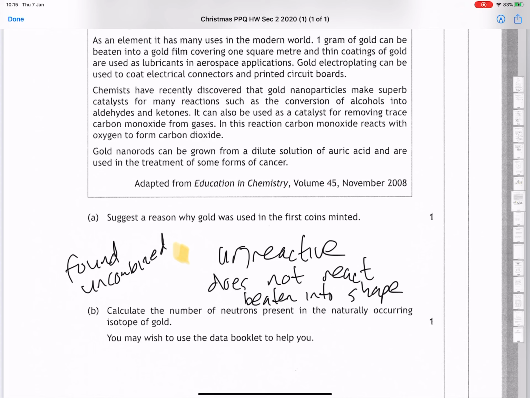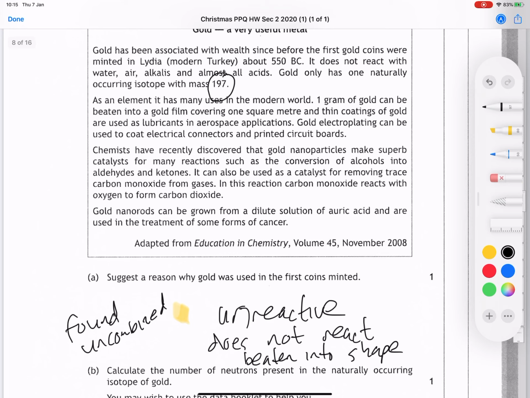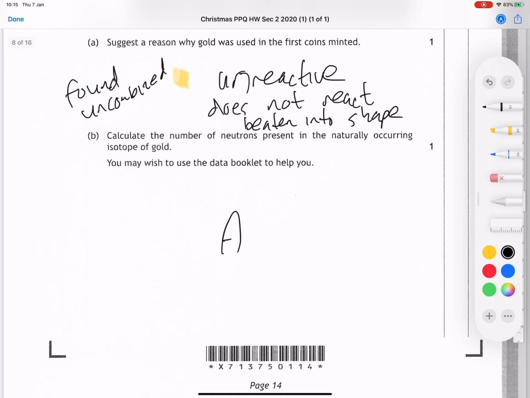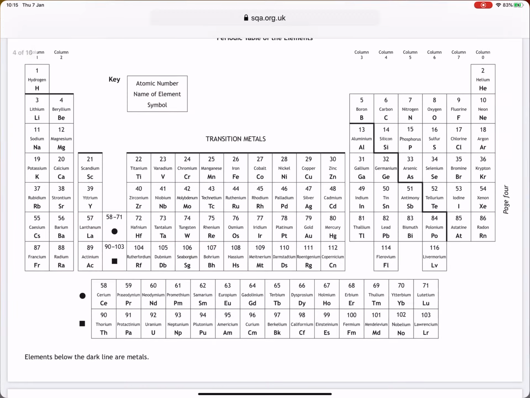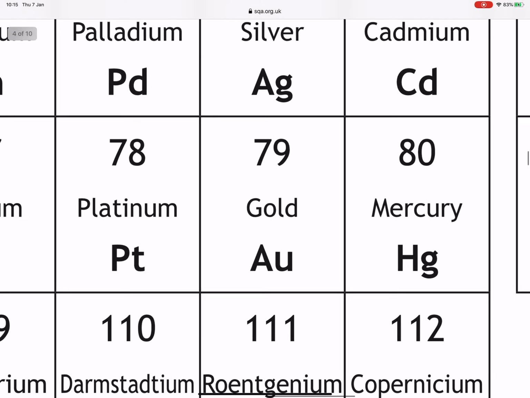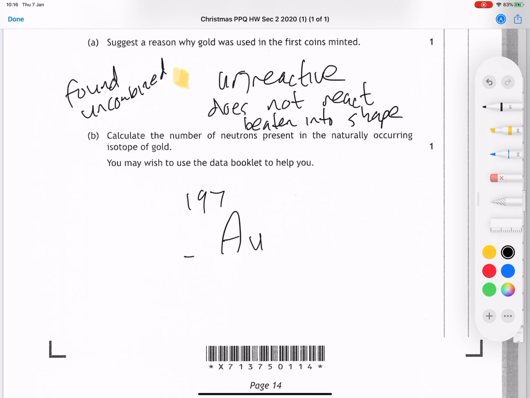Calculate the number of neutrons present in the naturally occurring isotope of gold. So it mentions a mass number of 197. So gold is Au 197. You would have needed to go to your data booklet to find gold. It's there, number 79. That's its atomic number, remember? 79. And then you need to take those two numbers away from each other, and you should have got 118 for 1 mark.